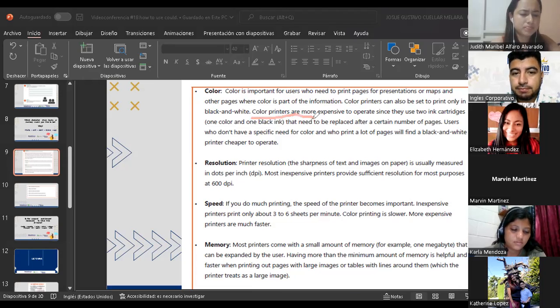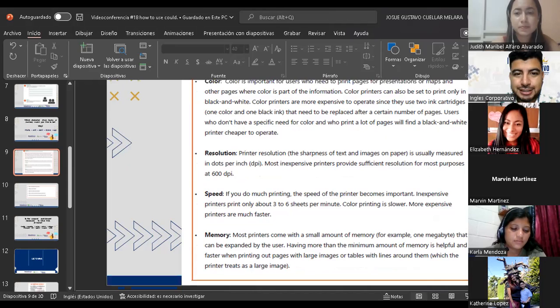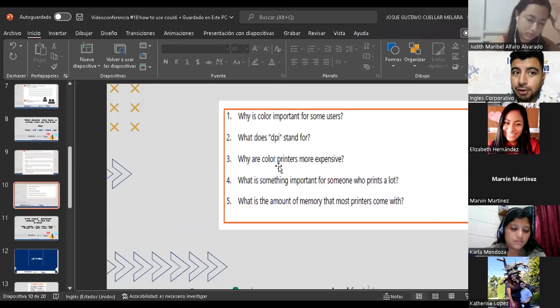More expensive to operate, since they use 2 ink cartridges. O sea que utilizan ¿cuántos cartuchos? 2. Yes, 2. So, why color? ¿Por qué son más caras? Porque utilizan 2. Thank you.